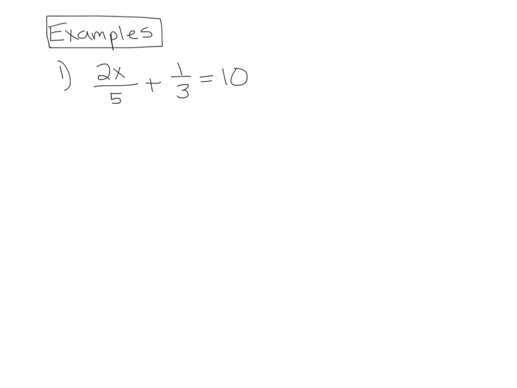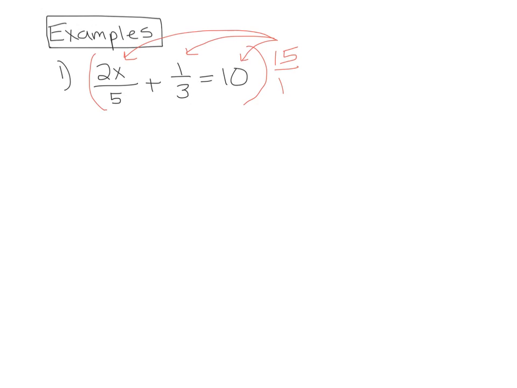And then I'm going to take that lowest common denominator, 15, and I'm going to multiply every single term by 15. So you're going to distribute 15 to every term on both sides of the equal sign. Now when you do that, you're going to have some canceling.